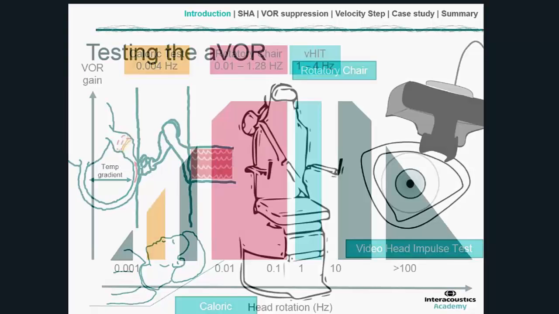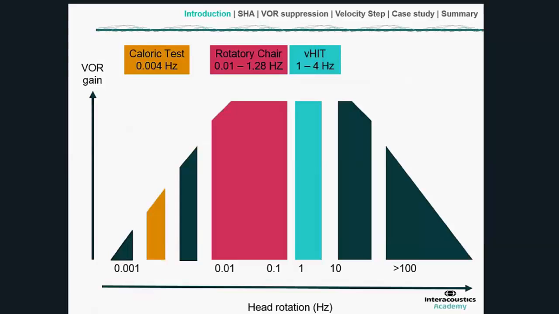Now what we have here is a slide that crops up from time to time in these sorts of discussions, and what we have is on the x-axis the speed of the head rotation moving from left to right. The speed increases, and on the y-axis the VOR gain, and a gain of 1 at the top of the y-axis would be that the VOR is working perfectly. In other words, when the head rotates in one direction, the eyes rotate just the right amount in the other direction to maintain a stable visual image.